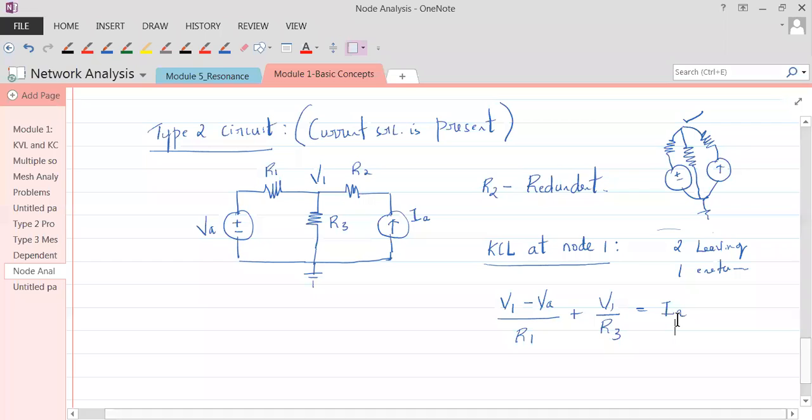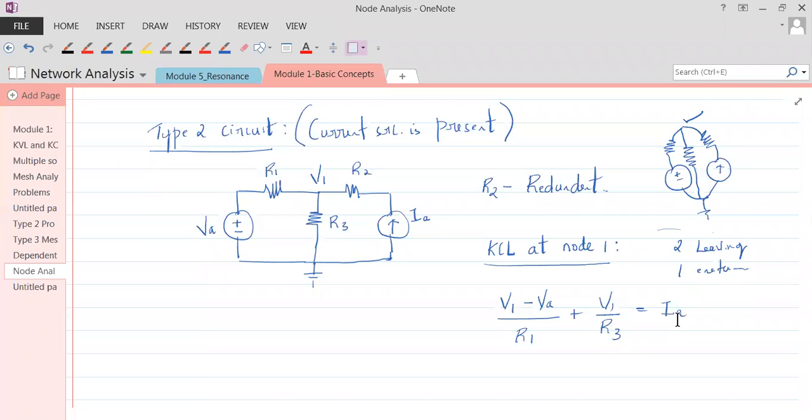Understand? There is type 2 circuit also. What is type 2 circuit all about? Type 2 circuit is presence of current source. Type 1, no current source. In type 3, what's happening is there will be a voltage source, but in between the two nodes. So that's a super node problem.